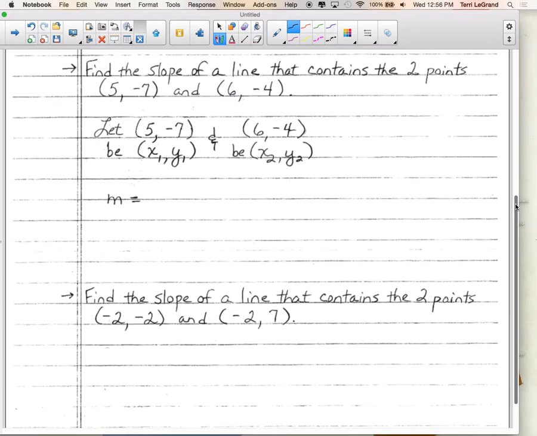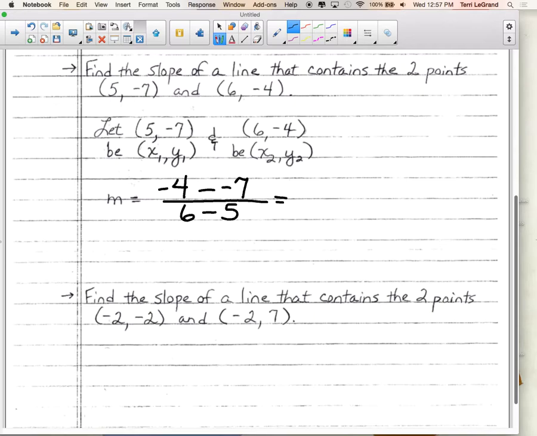m equals negative 4 minus, subtract, negative 7. That subtraction sign does not take the place of the negative sign on the 7. Change in those 2 y values. What do we have to start with downstairs? We have a choice now. 6. And we subtract 5.